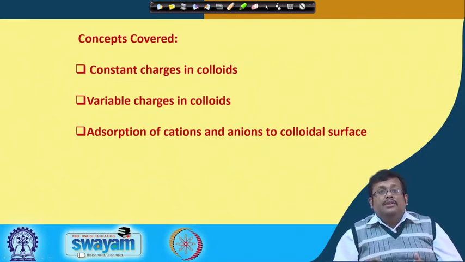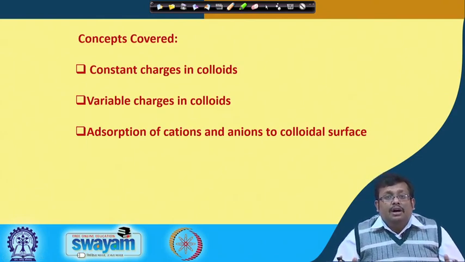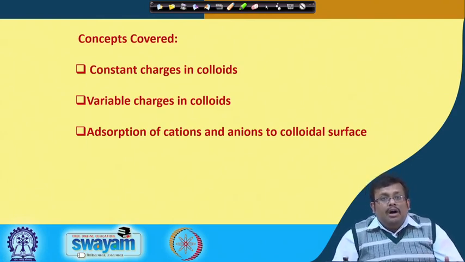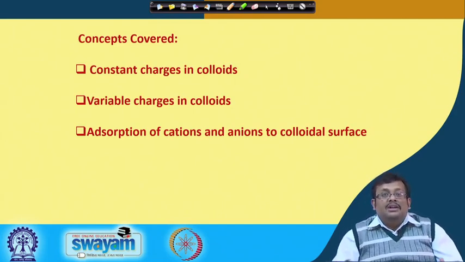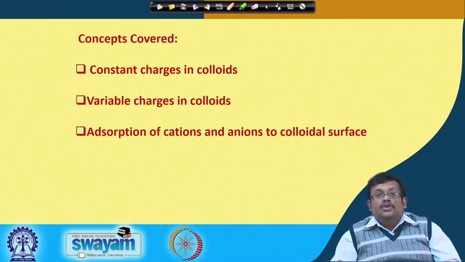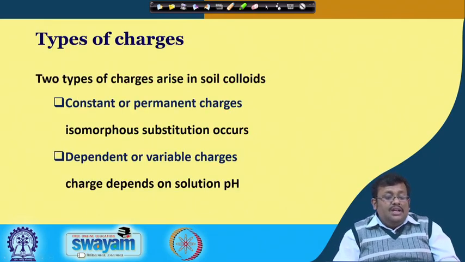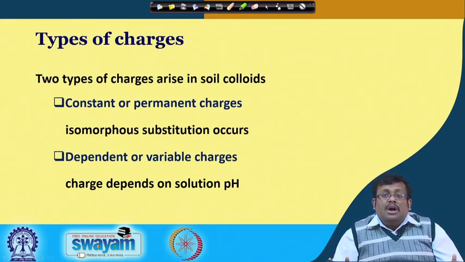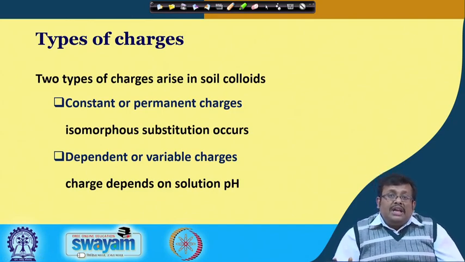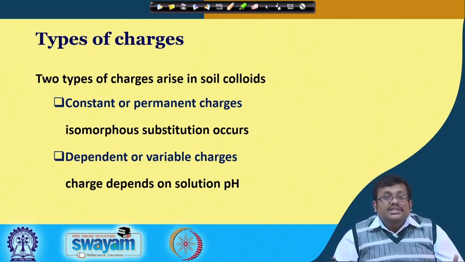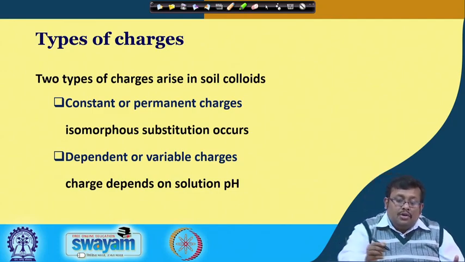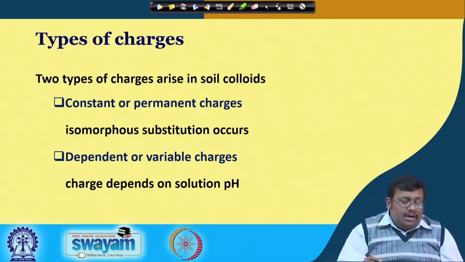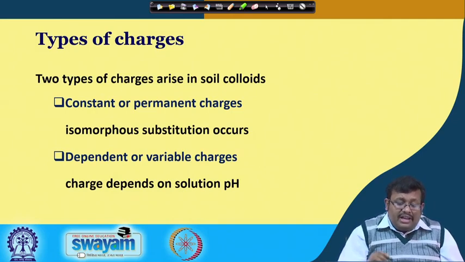In this topic, we will be covering the following concepts: constant charges in colloids, variable charges in colloids, and adsorption of cations and anions to colloidal surfaces. So, let us talk about types of charges. Two types of charges arise in soil colloids. One is called constant or permanent charge, and the other is called dependent or variable charge.